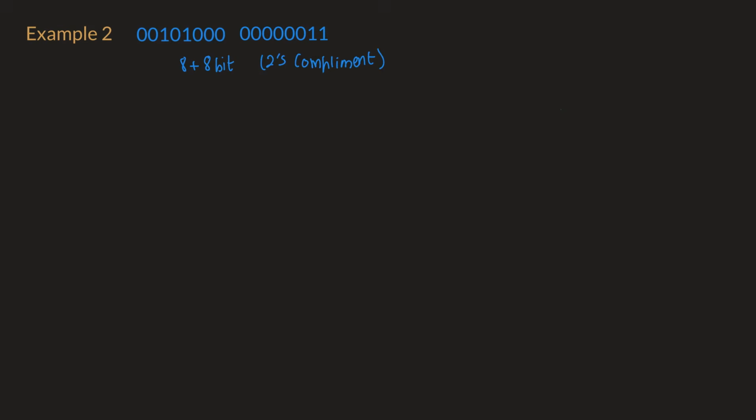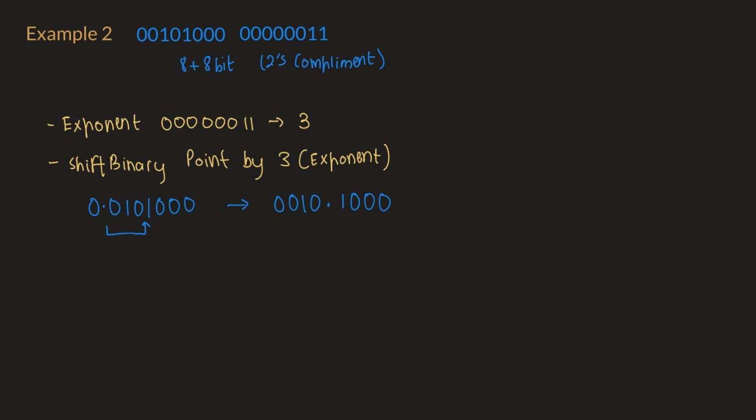Now our exponent is 3. So in the mantissa, let's just shift the binary point by 3. This gives us 0010.1000. Converting this, we get 2 plus half, which is 2.5, and this is our answer.